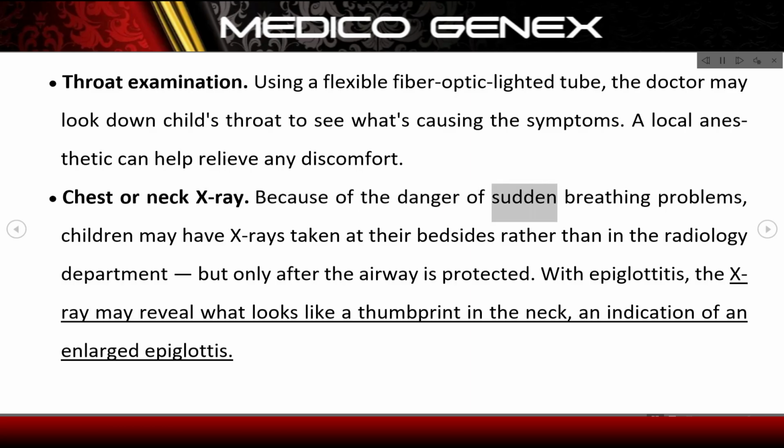Because of the danger of sudden breathing problems, children may have X-rays taken at their bedsides rather than in the radiology department, but only after the airway is protected. With epiglottitis, the X-ray may reveal what looks like a thumbprint in the neck, an indication of an enlarged epiglottis.